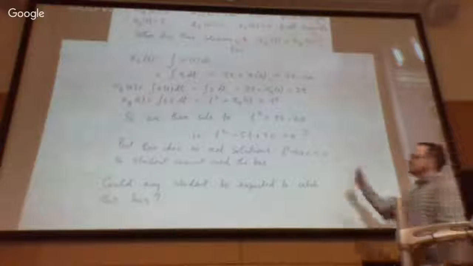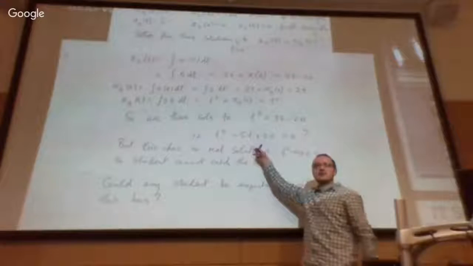We might ask, could any student have reasonably caught this bus? Was it just too far away? Is it impossible to catch a bus that accelerates at 2 meters per second squared from 20 meters distance from you? Obviously, this student isn't fast enough, but could any student be expected to catch this bus? The reason this student couldn't catch it is because this quadratic had no solutions.